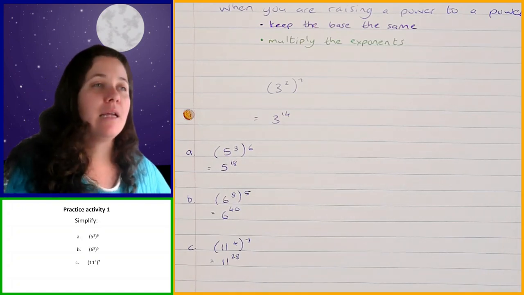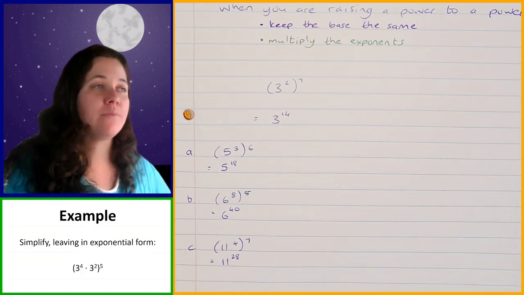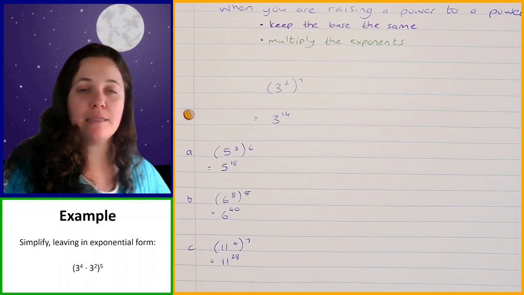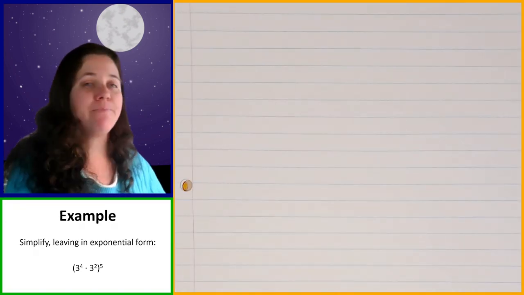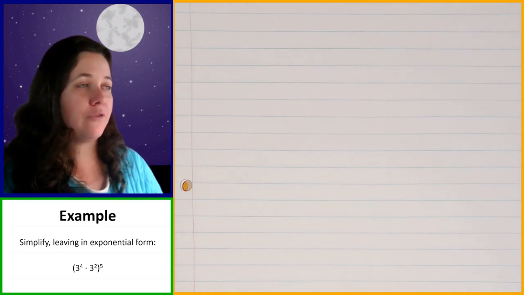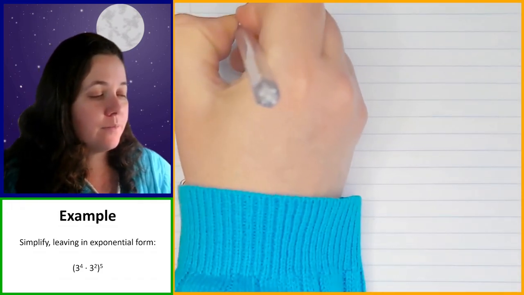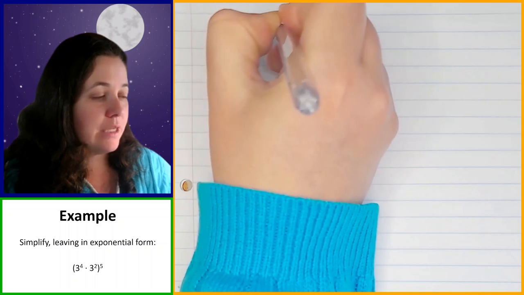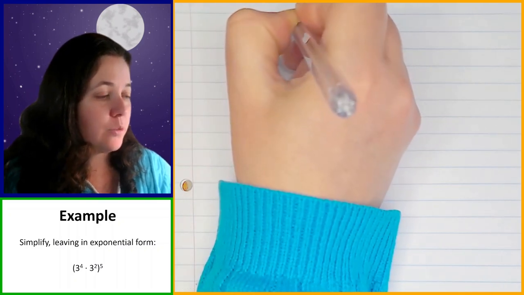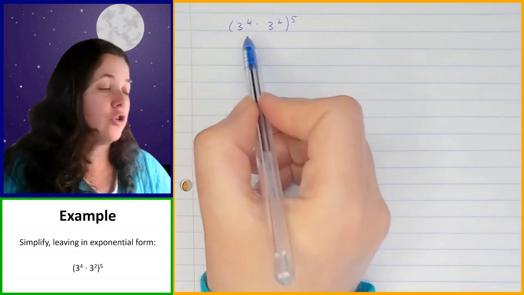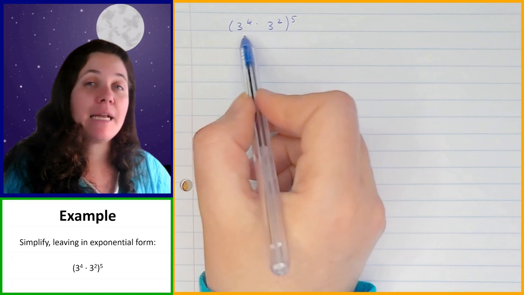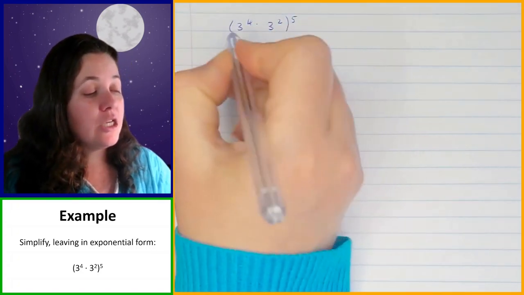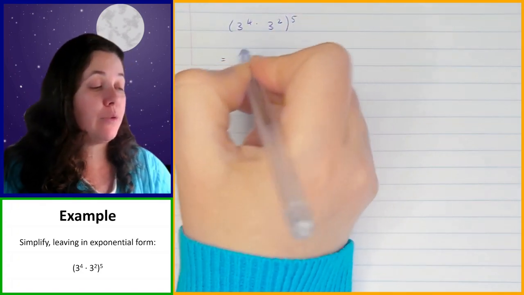Okay, now let's have a look at another example where we have two different bases or two different powers inside our brackets. Okay, so in this example, I have got 3 to the power of 4 times 3 squared to the power of 5. Now, in this case over here, I've got two powers inside the brackets, but they both have the same base, which means that I can combine them. I can simplify that.